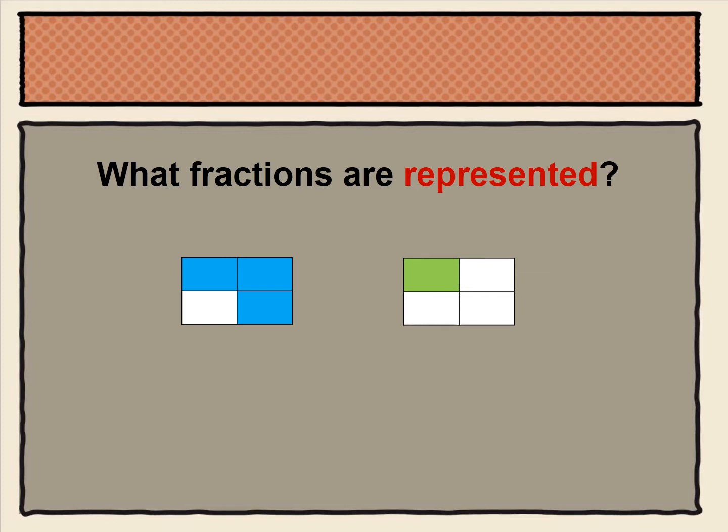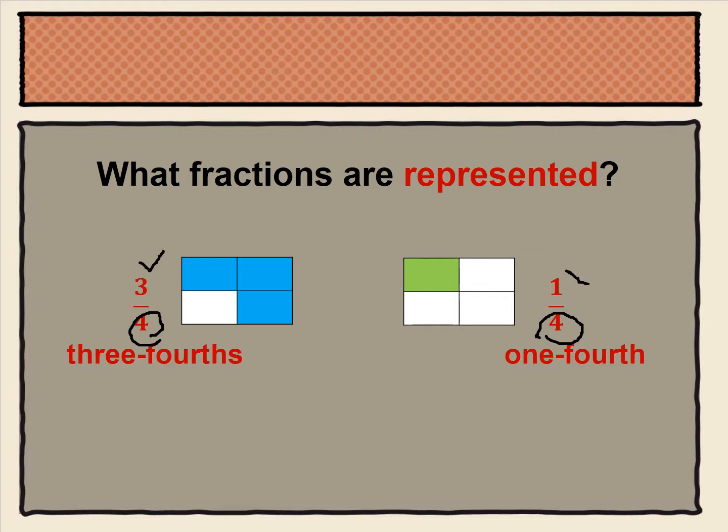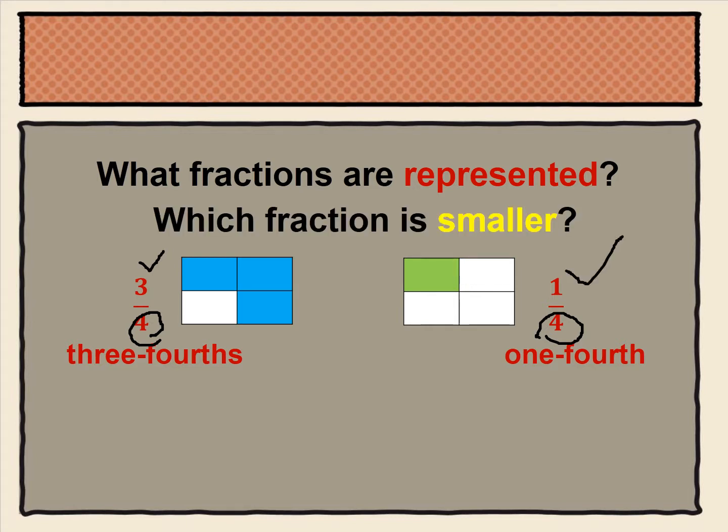Let's try another example. What are the two fractions represented on the screen? 3/4 is represented because 3 of the 4 equal parts are shaded. 1/4 is represented because 1 of the 4 equal parts is shaded. If we take a look at the fraction, their denominators are the same. That means we can focus on the numerator. As we can see from our fraction, 3 is greater than 1. That means 1/4 is smaller than 3/4.